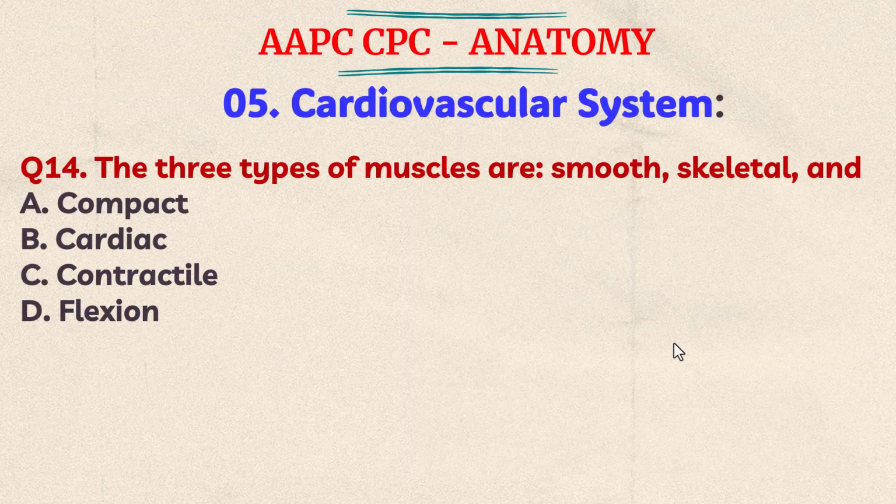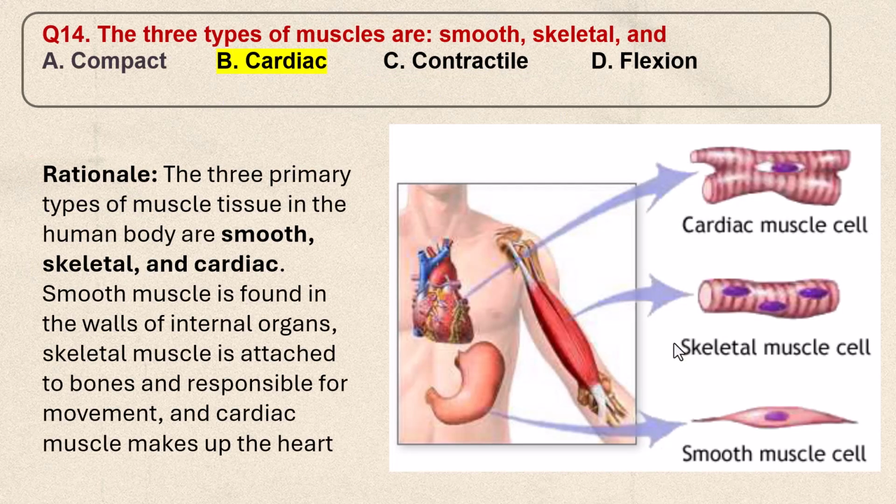Question number 14. The three types of muscles are smooth, skeletal, and A. Compact. B. Cardiac. C. Contractile. D. Flexion. The correct answer is B. Cardiac. Three primary types of muscle tissue in the human body are smooth, skeletal, and cardiac. Smooth muscle is found in the walls of internal organs. Skeletal muscle is attached to bones and responsible for movement. And cardiac muscle makes up the heart.